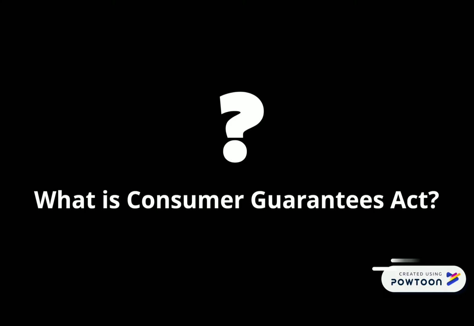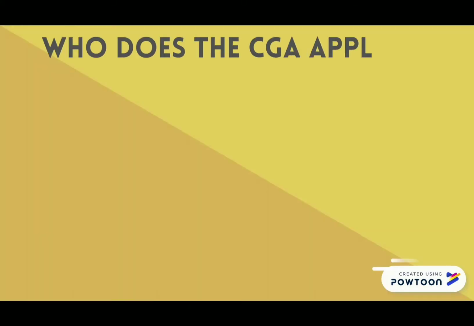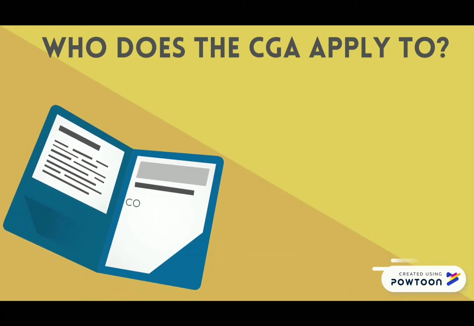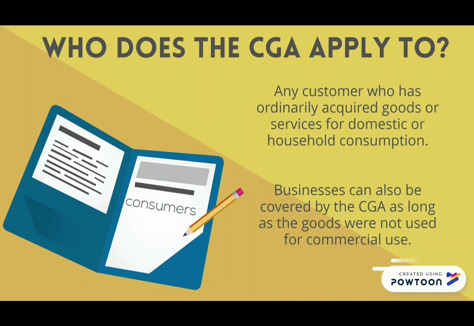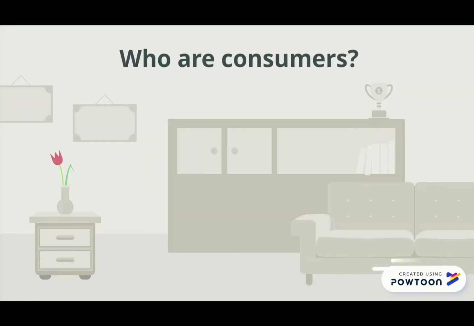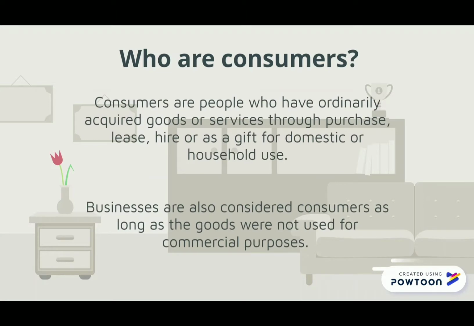What is the Consumer Guarantees Act? Who does the CGA apply to? The Consumer Guarantees Act applies to consumers, suppliers, and manufacturers. Who are consumers? A consumer like James is a person who acquires goods or services from a supplier that are ordinarily acquired for personal, domestic, or household use or consumption. Acquiring these goods or services can be done through purchase, gift, exchange, lease, and hire purchase.